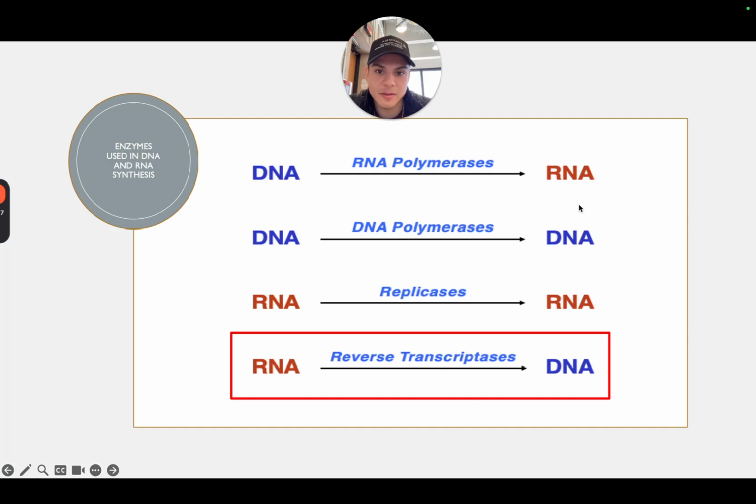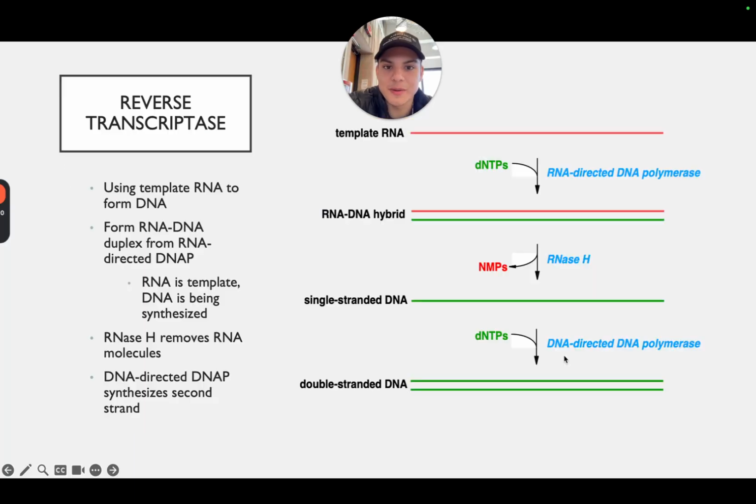And so I want to talk about reverse transcriptases. So there are some enzymes, like for example the HIV virus. It uses a reverse transcriptase to convert the RNA that it injects into DNA, and then that will be incorporated into the host genome. So specifically with reverse transcriptase, we're going to be using a template RNA to form DNA.